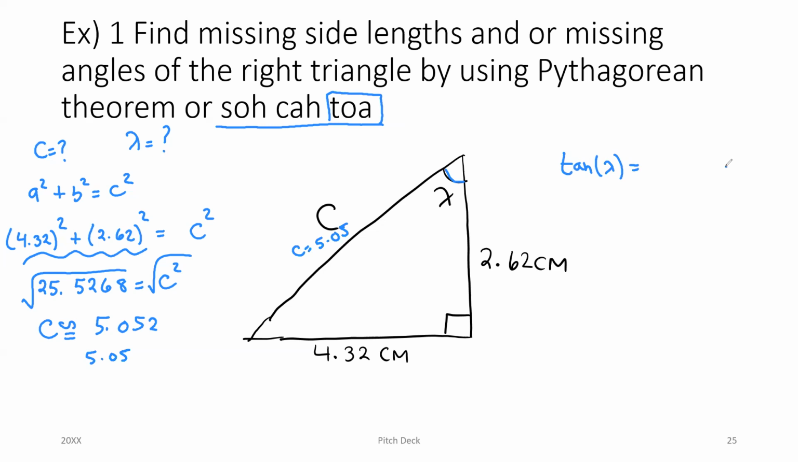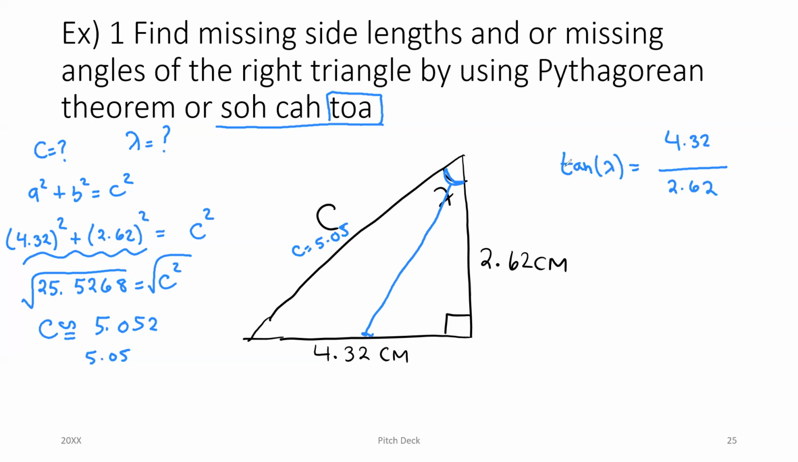And then it's going to be opposite over adjacent. So from this angle alpha, what would be considered my opposite side? The opposite side would be pointing to 4.32 over the adjacent side. So from this angle, my adjacent side would be 2.62. Okay, we're not quite there yet. We got to just solve for lambda.